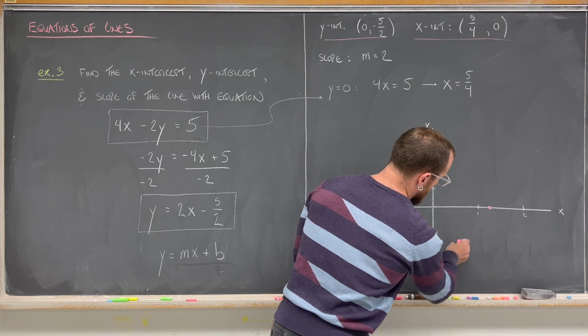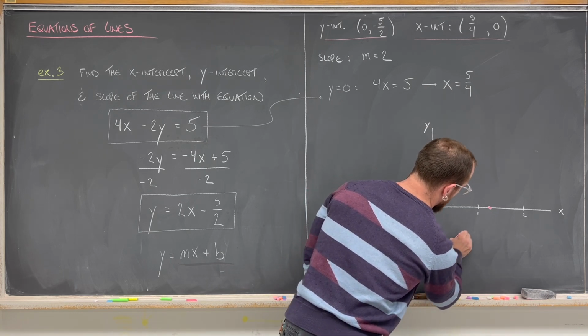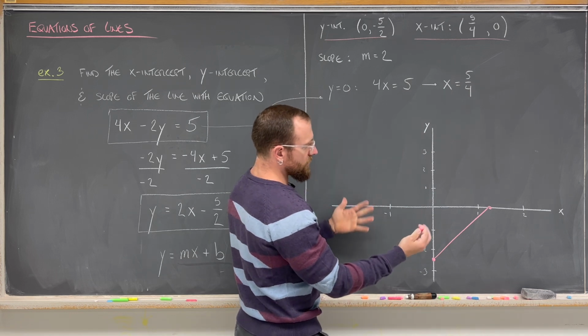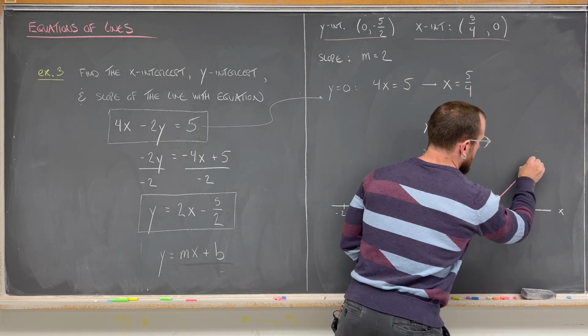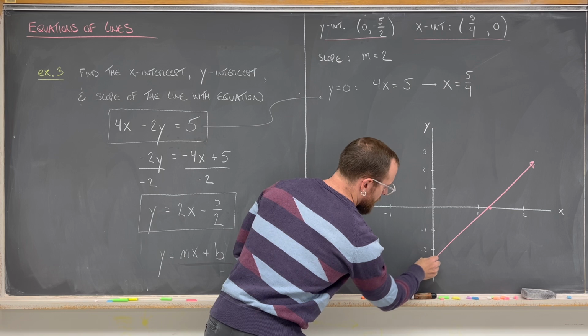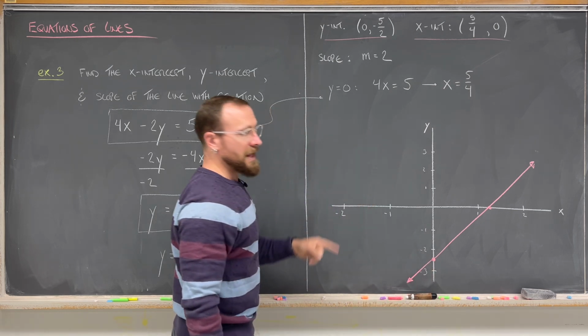And if I connect them with a line segment, it looks like this. And to get the entire graph, I'm going to extend that in both directions and indicate that with an arrow. This is what that line looks like.